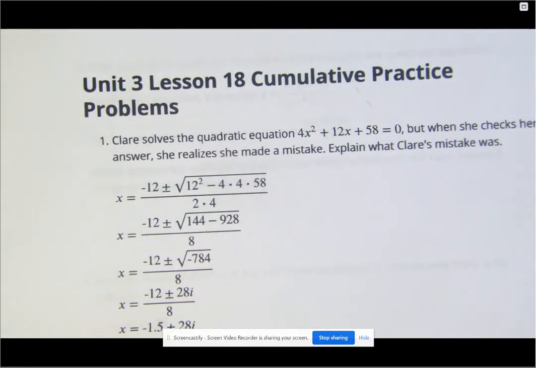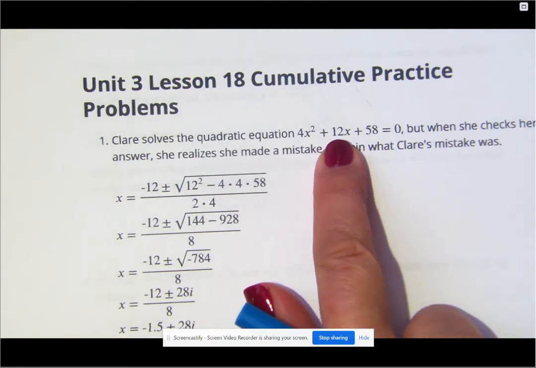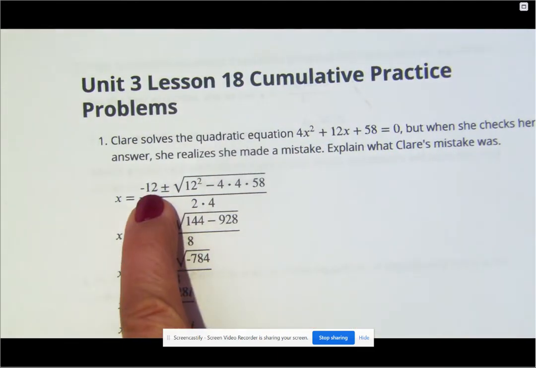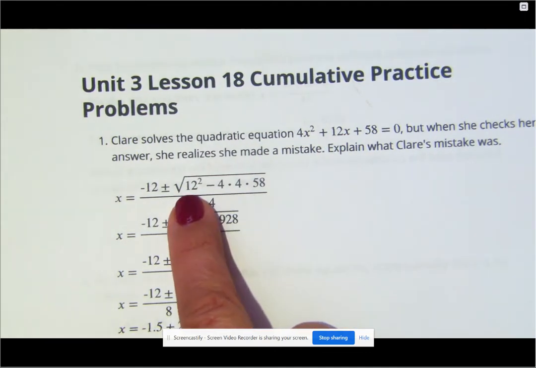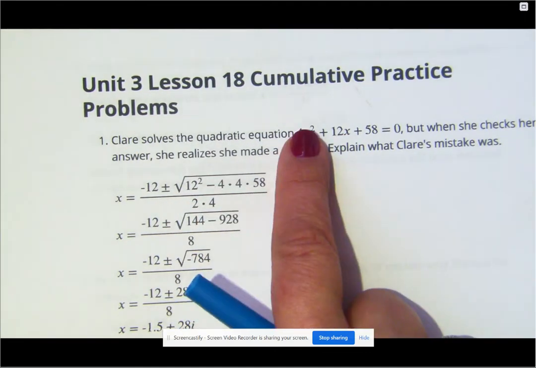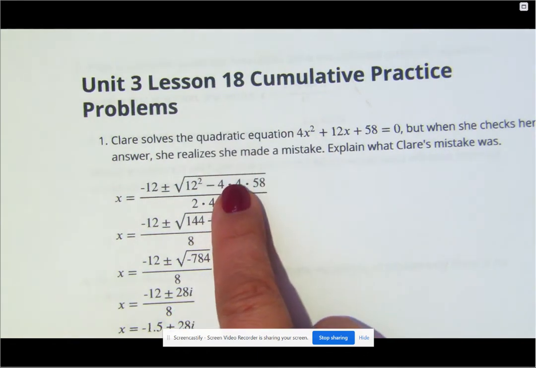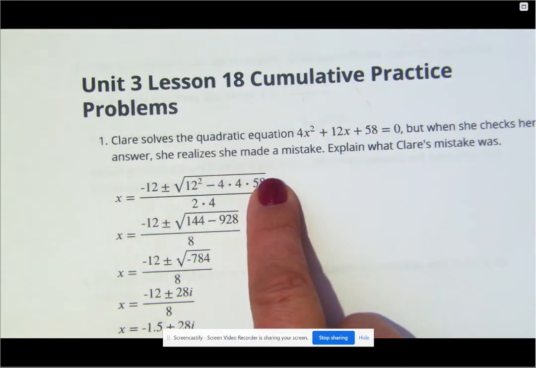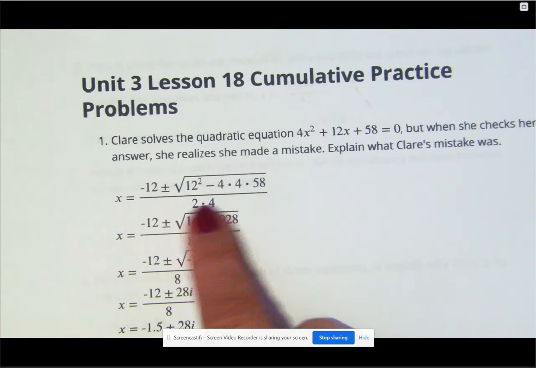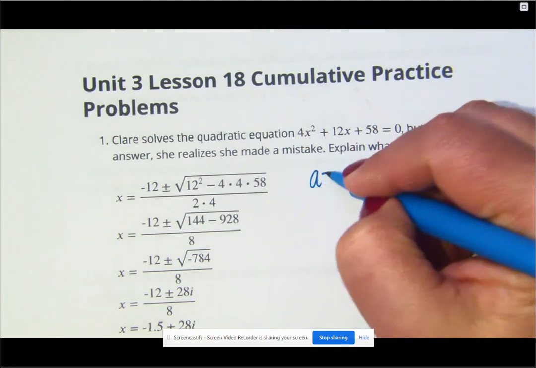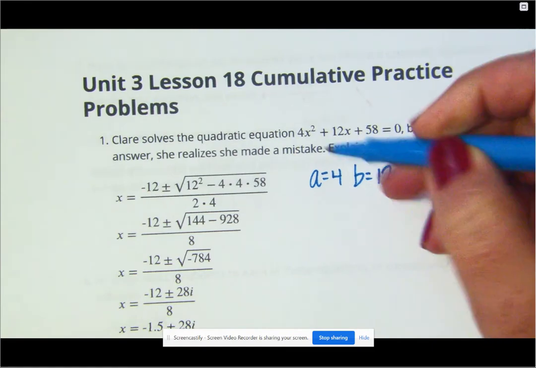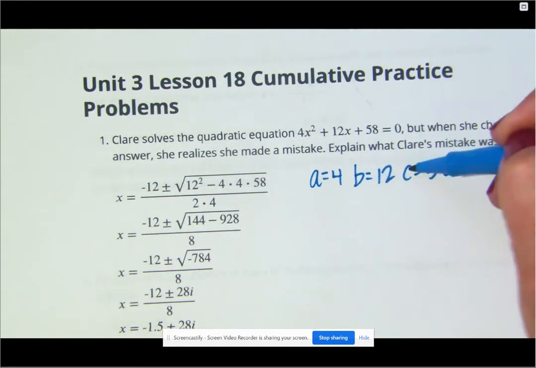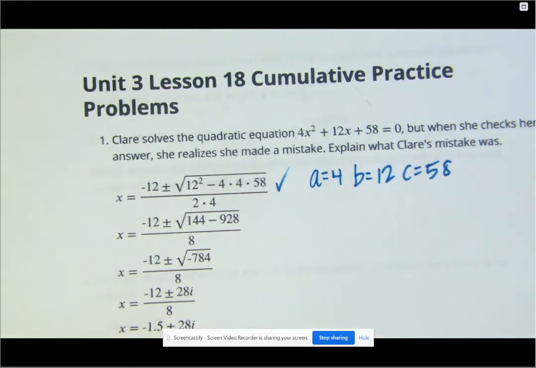Quadratic formula is negative b, so that means to take negative 12, yep, plus or minus the square root of b squared, yep, minus 4 times a times c, all over 2a. So she's got everything right. And maybe for those of you that are still learning the formula, there's my a, there's my b, there's my c. So step one, everything's in there right.